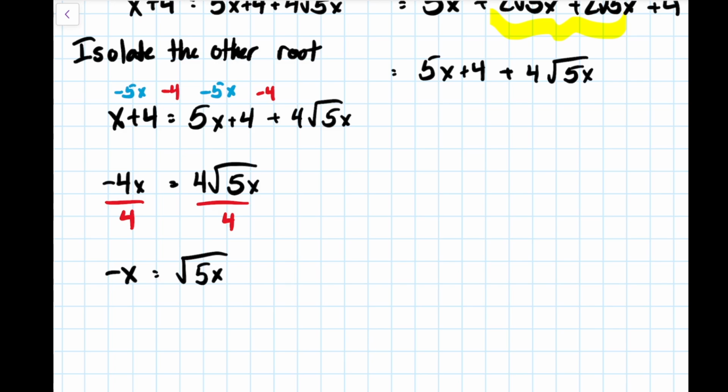Now don't stop yourself here and say, oh, hey, we've got a negative on the left, this won't work, because there's a variable here that changes things, right? If that was a negative 2, this wouldn't have any solutions. But since it's a negative x, we can maybe make things work out. Let's find out.